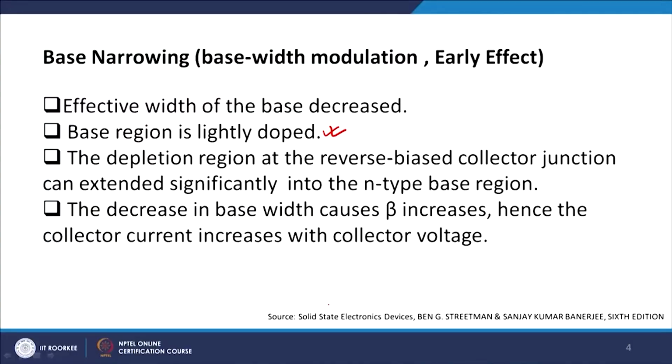The base width narrowing effect, or early effect, has to do with the fact that, if you remember, your base is lightly doped, as I have written here. So, I have got emitter, base and collector. The emitter base junction will have a depletion region like this, and the collector base will have something like this.